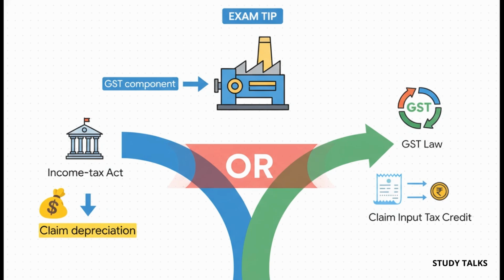Okay, here is a classic crossover point that links GST with income tax. When you buy a capital asset, you have a choice to make about the GST you paid on it. You can either include the GST amount in the cost of the asset and claim depreciation on it under the Income Tax Act, or you can claim it as input tax credit under GST. The crucial thing is, you cannot do both. It is strictly an either-or situation. You have to pick a lane.